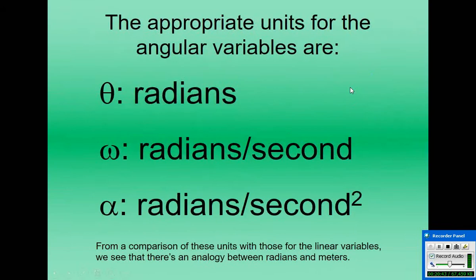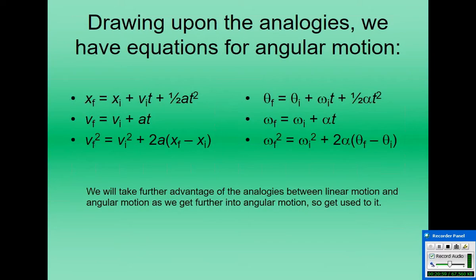Units: angular displacement in radians, angular velocity in radians per second, angular acceleration in radians per second squared. It parallels linear variables, except instead of meters, we have radians. And the parallel continues with our equations.